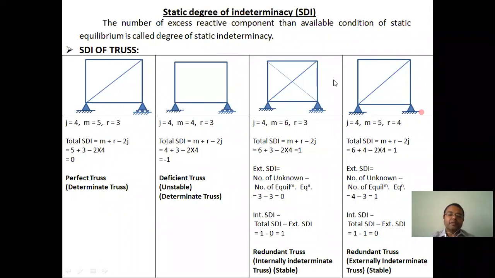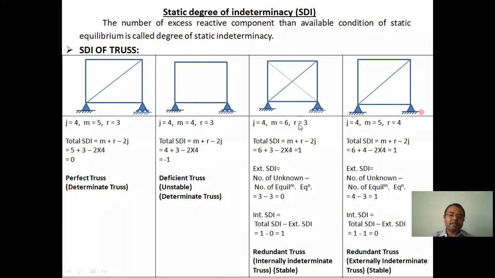Of course, it is everyone's perception how to count the number of members. The number of members is dependent upon the number of joints. If you consider this as a joint, that means we are going to split this member in 2 parts. If you consider this as a joint, then we are going to split this member in 2 parts. That's why always count the joints first, then go for counting the members. How we consider a joint determines the count of members.